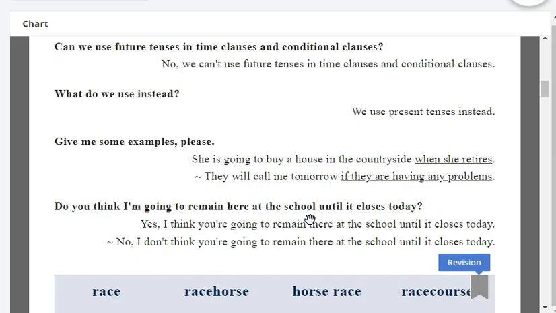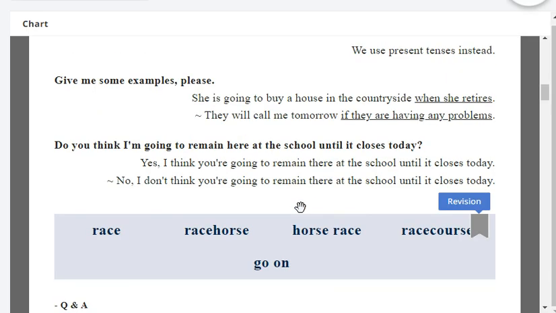Give me some examples, please. He is going to buy a house in the countryside when she retires. Very good. They will call me tomorrow. One more. They will call me tomorrow if they are having any problems. Very good.